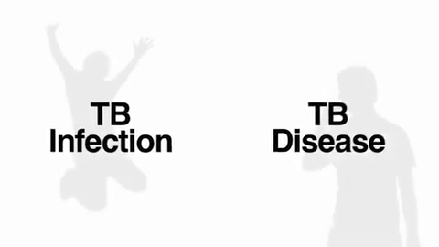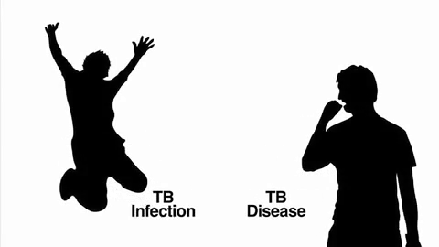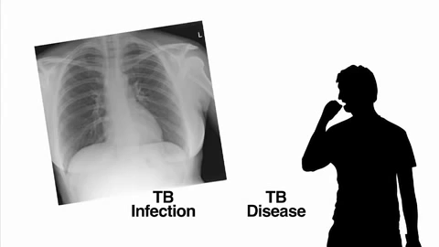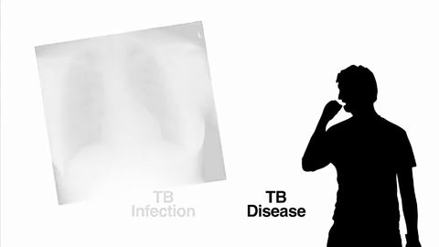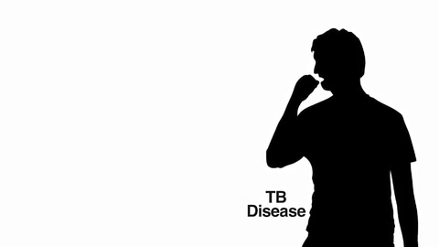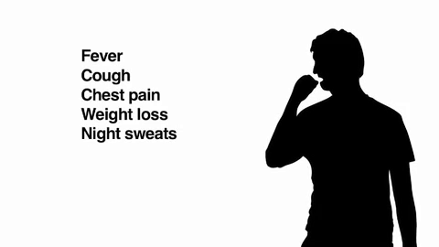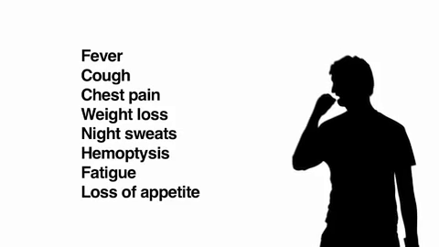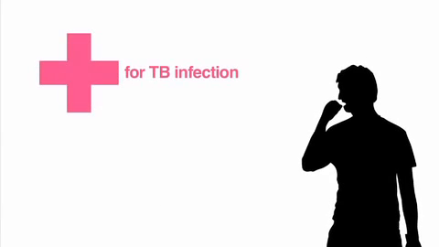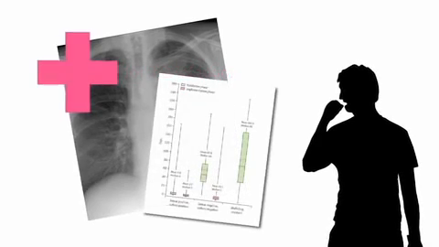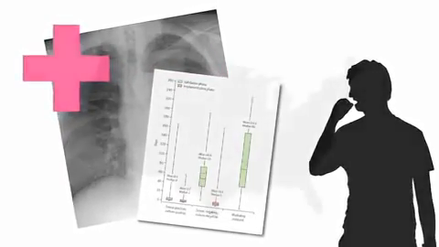There are many important differences between latent TB infection and TB disease. The most significant difference is that someone with TB infection has no symptoms and cannot spread bacteria to others. Although they test positive for TB infection, their chest radiograph is normal and sputum specimens are smear and culture negative. Someone with TB disease usually does have symptoms. Symptoms may include fever, cough, chest pain, weight loss, night sweats, hemoptysis, fatigue, and loss of appetite. The test for TB infection may be positive, and the chest radiograph is usually abnormal. Sputum specimens are usually smear and culture positive.